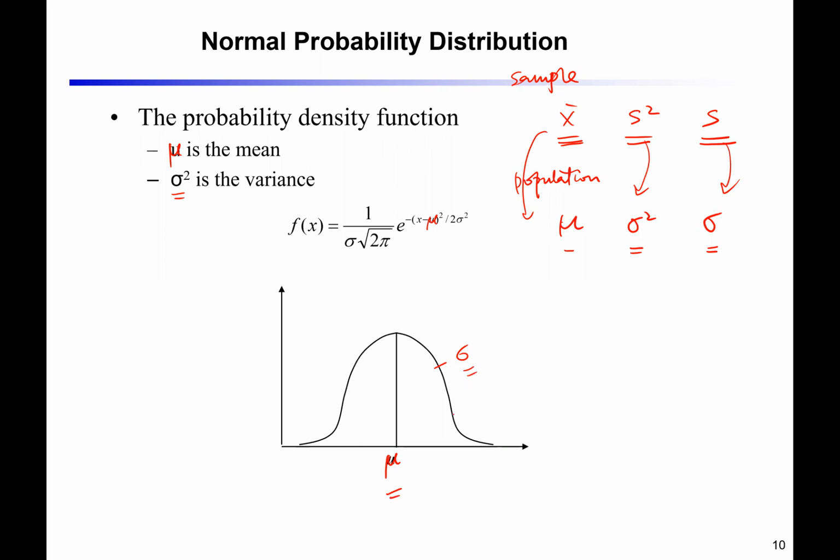Now a joke: why doesn't sigma like mu? It's because mu is mean. Mu is too mean, so sigma doesn't like mu. Just a random joke for the normal probability distribution.